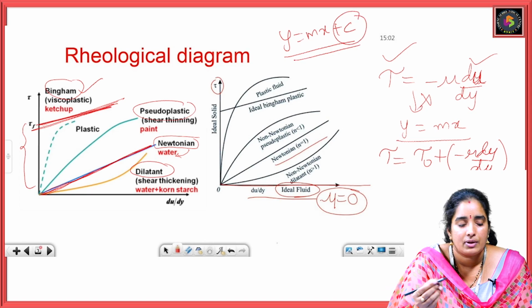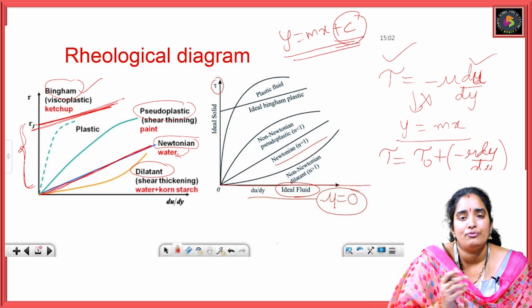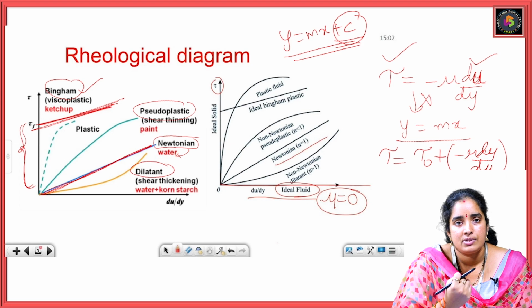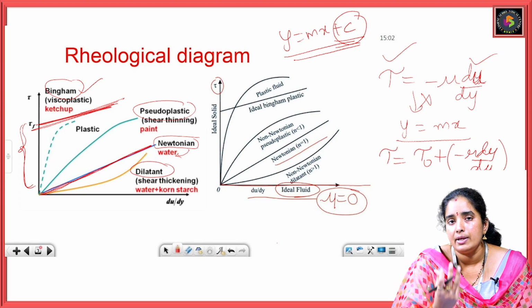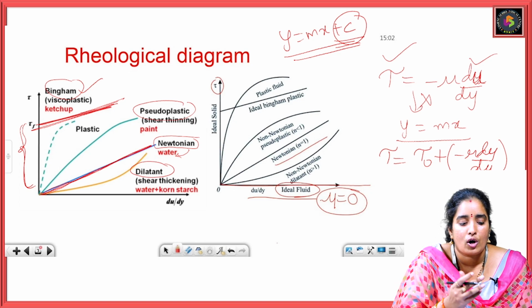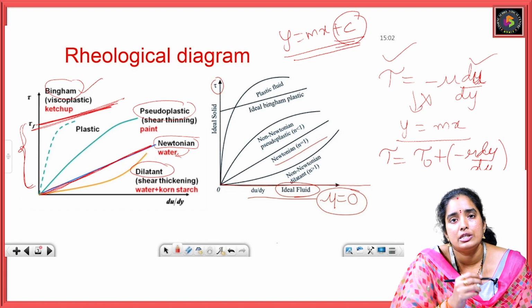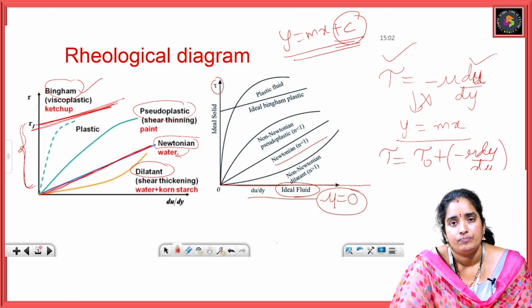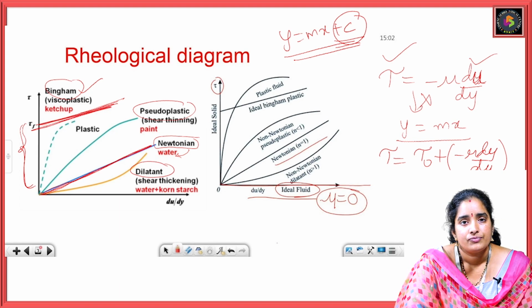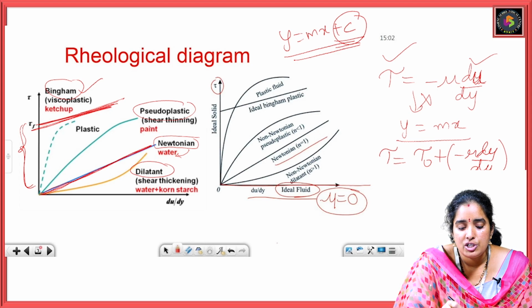So what is that intercept? Here, this is the intercept. After applying some external force, the fluid initially resists moving, and after applying such stress, it again comes into Newtonian flow behavior. Such fluids we call Bingham plastic fluids. Example: ketchup. Those are also called viscoelastic fluids. And the next classification in non-Newtonian fluids is the pseudoplastic behavior, which is also called shear thinning.